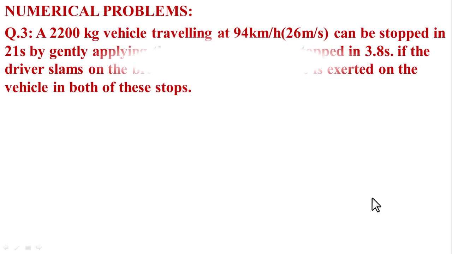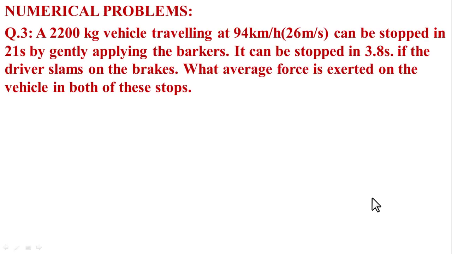Now we will start the next numerical problem. Numerical problem, question number 3. Question number 3, given statement: a 2200 kg vehicle traveling at 94 km per hour, that is 26 meter per second. So the given value can be converted into meter per second.